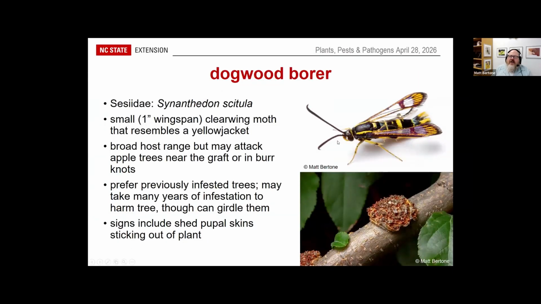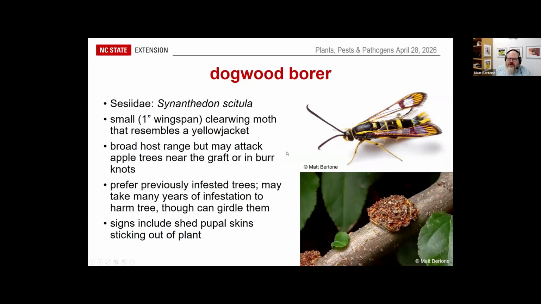Now, Mike mentioned burr knot, and so our first clearwing moth borer, the dogwood borer, despite its name, actually has a very wide host range, the widest host range of any of our clearwing moths. And this is Synanthedon scitula, in the family Sesiidae, the clearwing moths. It's got about an inch-wide wingspan, so it's a kind of smaller one, but they are very yellow jacket-like. And these are day-flying moths. They mimic wasps so that they get protection.